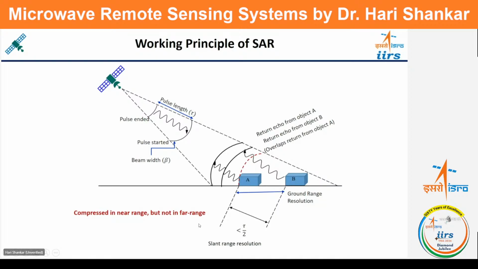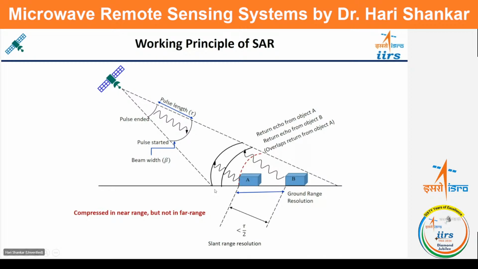So these radar images are governed by two types of resolution. One is called the range resolution, the capability of the sensor to distinguish targets along this direction, which is called the range direction. The other is the capability of the sensor to distinguish targets along this direction, which is called the azimuth direction. So SAR images have two types of resolution: one is called the range resolution, and the other is called the azimuth resolution. About resolution, we will see tomorrow.